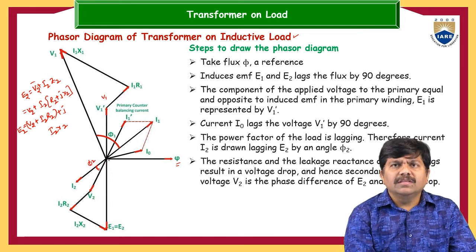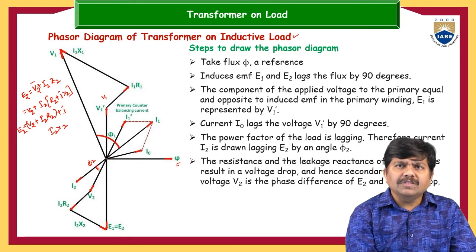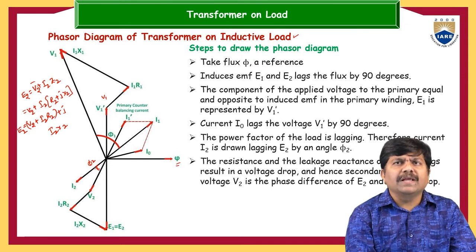This V2 is the vector we have taken as the reference. Now this is the V2 axis, and if V2 is this one, then I2 comes just above this, because the power factor is a lagging power factor. So this is the I2 quantity. Just draw the V2 here and draw the I2 here.